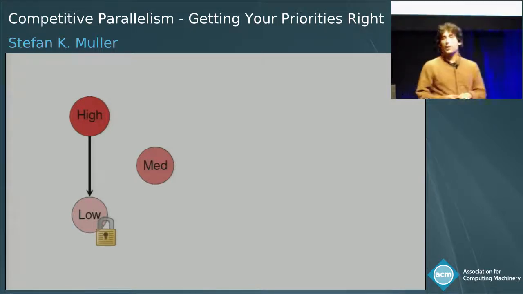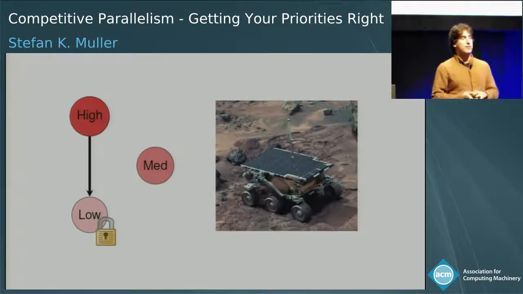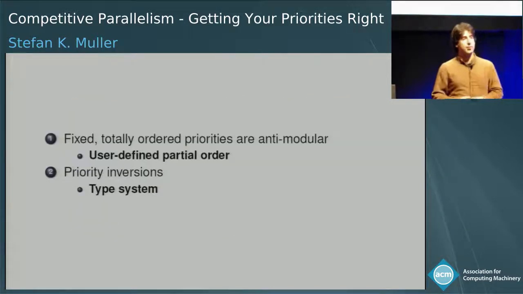This may seem like a contrived example, but actually it was almost exactly this that caused NASA several days and probably millions of dollars of pain and suffering back in 1997 when they launched the Mars Pathfinder mission. So this is a real problem, and in our system we have a type system to statically prevent priority inversions.